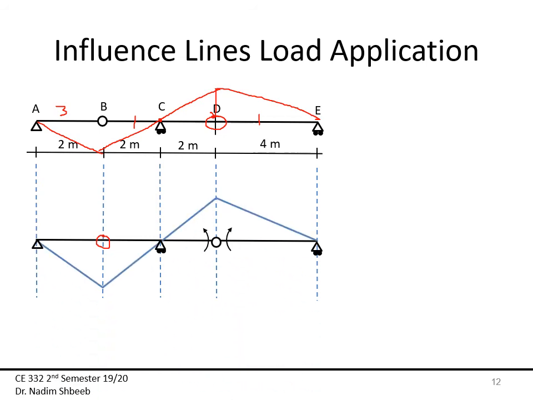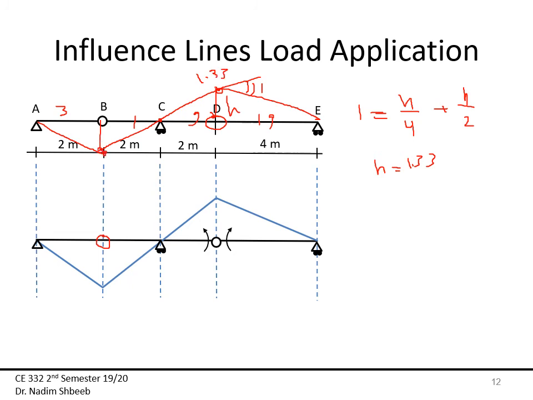Now, since he wants to know what the actual moment is, I actually need to figure out what these values are. Again, we know that this value is going to be equal to 1, right? So if I'm assuming this as being h, my unknown, then my 1 is going to equal to what? h over 4, right? Plus h over 2. Okay, so I'm looking at this triangle right here and this triangle right here. From that, I will get h equal to 1.33.